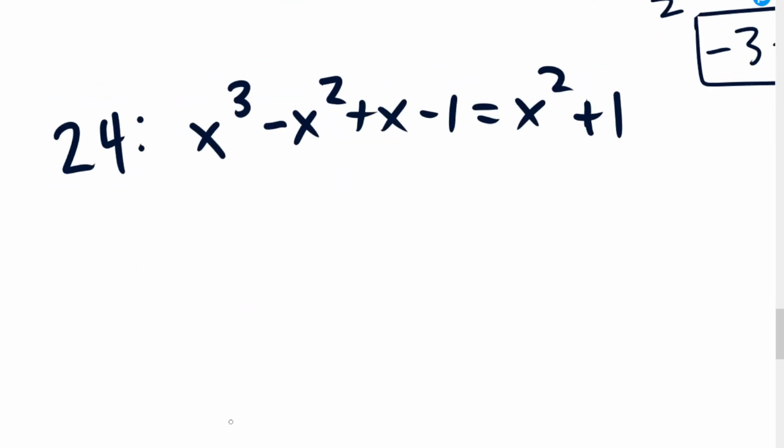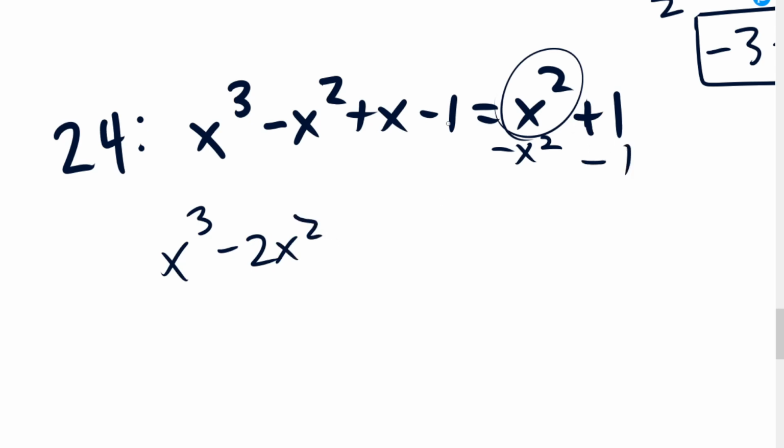This one is sort of similar to 24, except it looks a little bit easier, but we'll see what happens. Basically what I want to do is move things over first. So we'll have x cubed minus x squared, then minus x squared. So this is actually going to be minus 2x squared, and then minus 1, so plus x minus 1, which is minus 2. Basically, I'm combining like terms, equals 0.